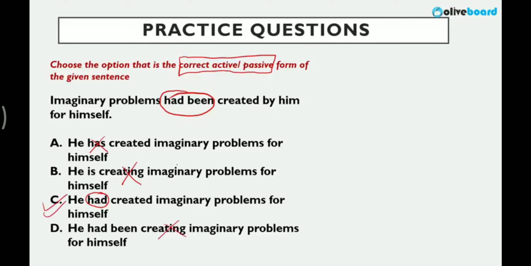Option C. Now see how I cancelled the others. "Has" is wrong, "creating" is wrong, so these two options cancel. The correct one is the perfect tense, so this is the correct structure. "Had" changed into "had been" in the passive voice. This is the passive, which we have in the question, and we changed it into active. He had created, the verb's third form is used, imaginary problems for himself. Not very tough.